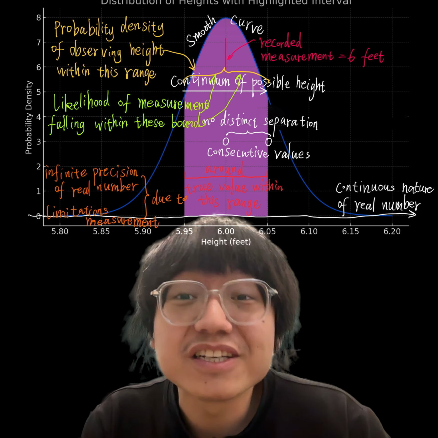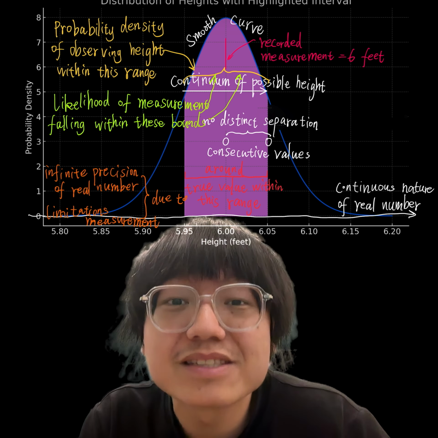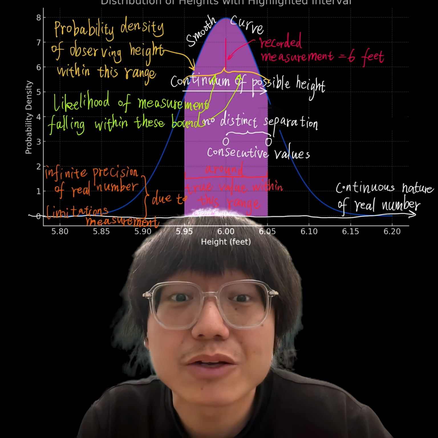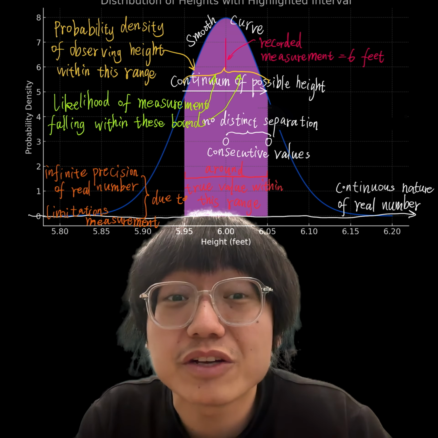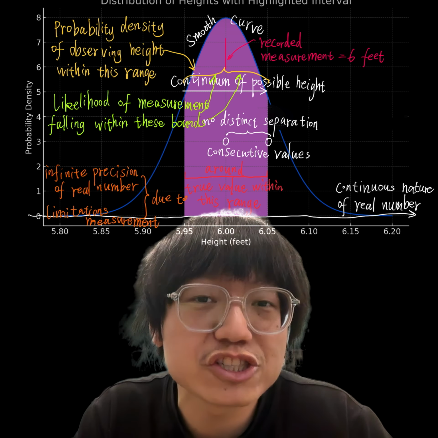This visualization effectively demonstrates that when we're dealing with a continuous measurement, such as height, it is more meaningful to consider an interval of values rather than a specific point. This approach acknowledges the limitation of measurement precision and the continuous nature of the data.